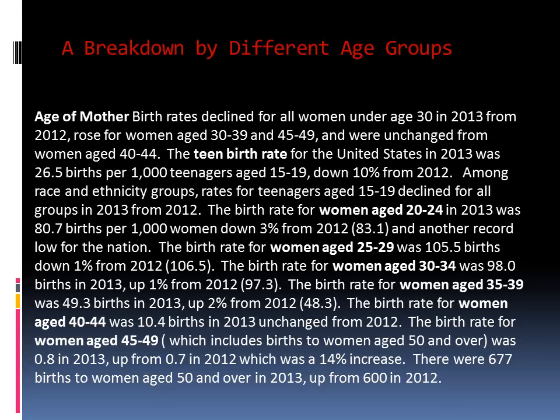Now, the Centers for Disease Control say the reasons are not clear, but they think that maybe teens are less sexually active and that more teens are using birth control than in previous years. The birth rate for age 40 to 45, which includes women aged 50 and over, increased by 14%. There were 677 births to women aged 50 and over in 2013, and this was up from 600 in 2012.